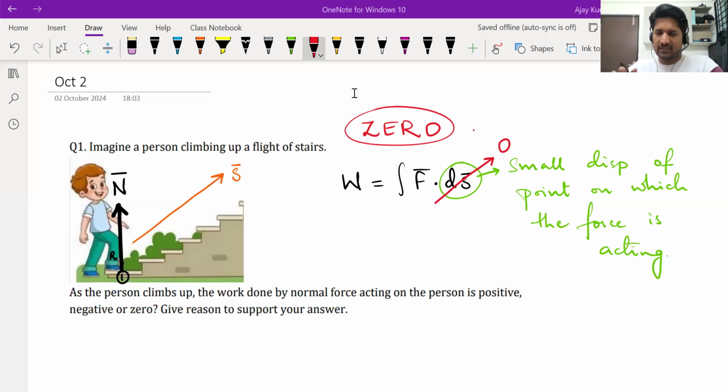So the work done by normal force when someone is climbing steps without slipping, we don't even have to talk about slipping, is 0. Because normal force acts on the foot of the person, and when normal force acts on the foot, the foot does not move. When the foot is moving, normal force does not act. So the work done by normal force there is 0.